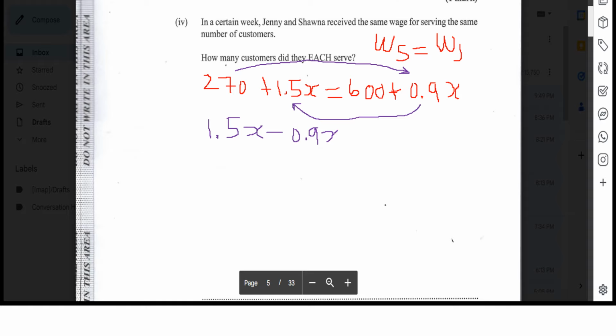x would be equal to this side of 600 minus 270, so that this side would read 0.6x would be equal to 330.